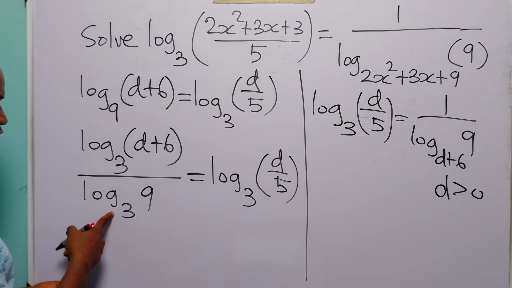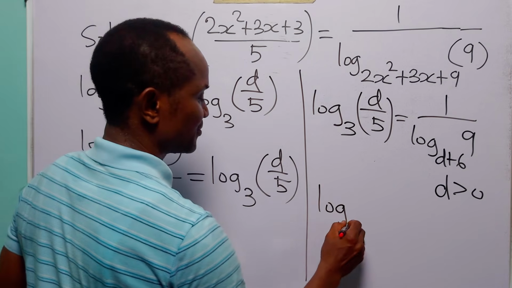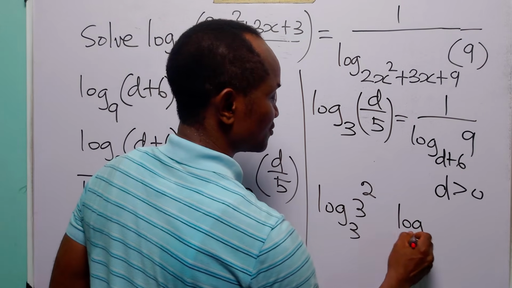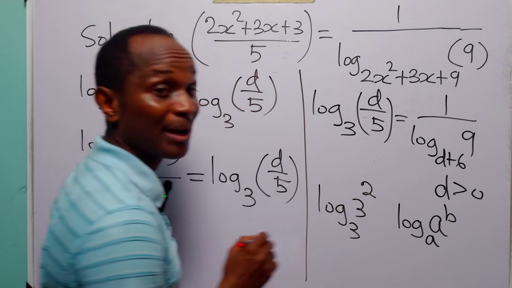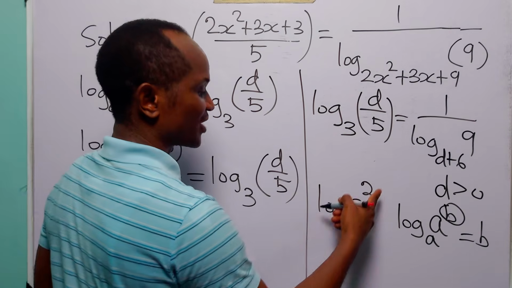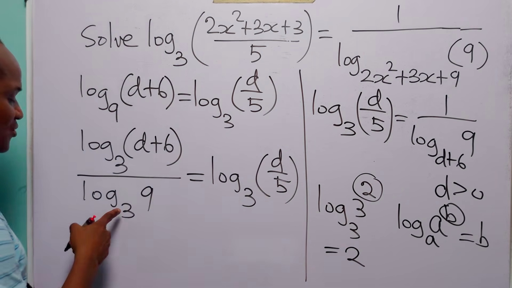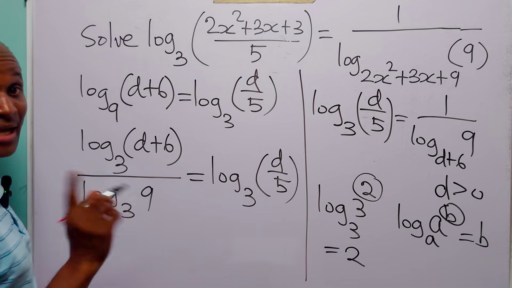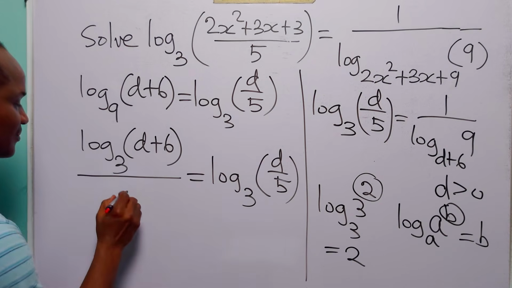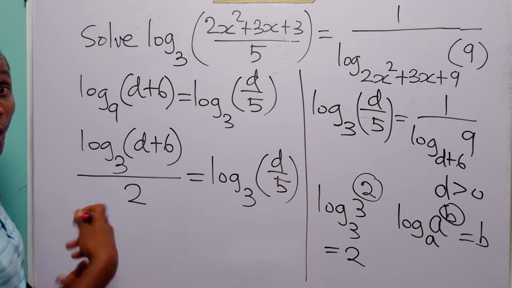Now let us look at this denominator, that is log to base 3 of 9. Of course, you know that 9 can be written as 3 squared. Now remember that log to base a of a to the power b is equal to b. So log to base 3 of 3 to the power 2 is equal to 2. That means that we can replace log to base 3 of 9 with 2.